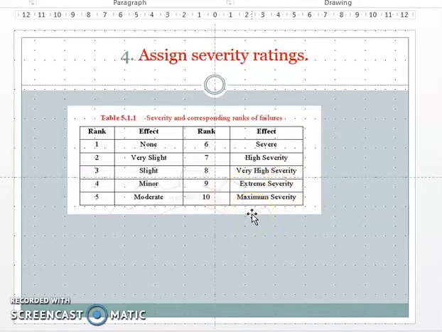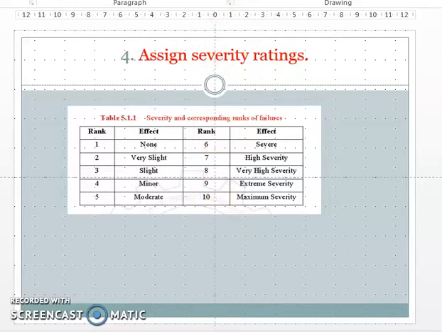Even you can take an example of a bulb. When you are using it for household purposes, if it fails, then it is no problem. But in the operation theater, if the bulb fails, then it will be maximum severity to the working environment as well as the patient. It will affect more. At that time, you have to consider the possible destruction to the property as well as people. You have to consider this while assigning severity ratings.